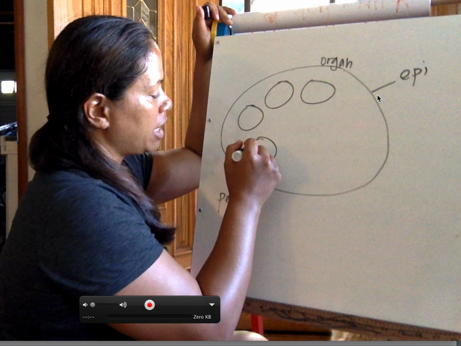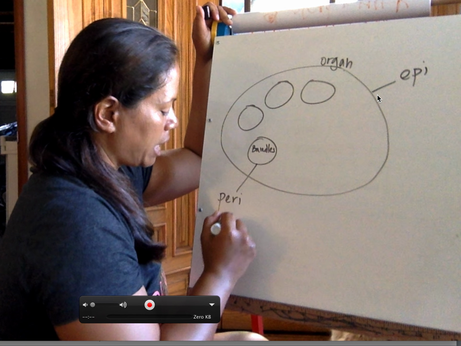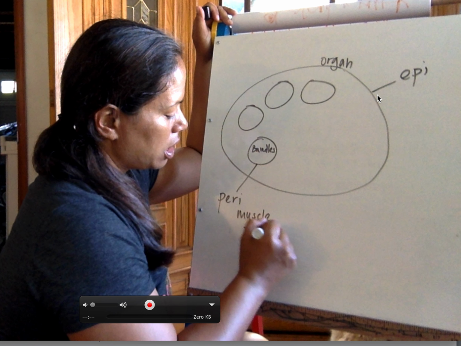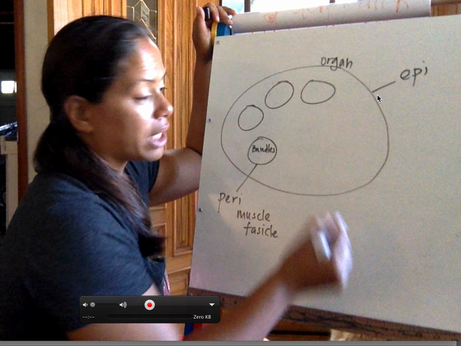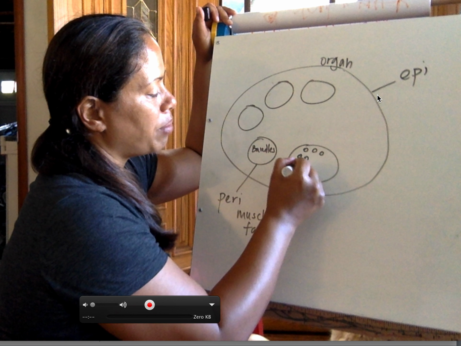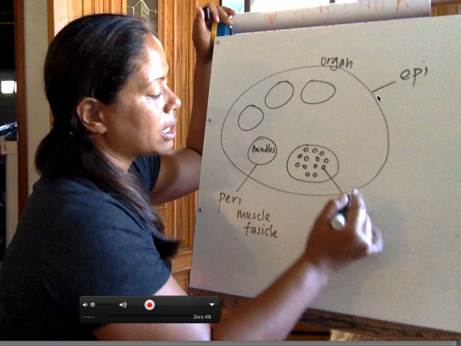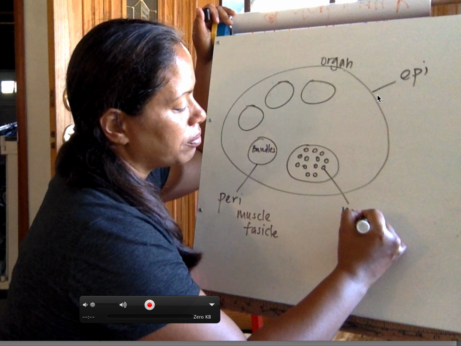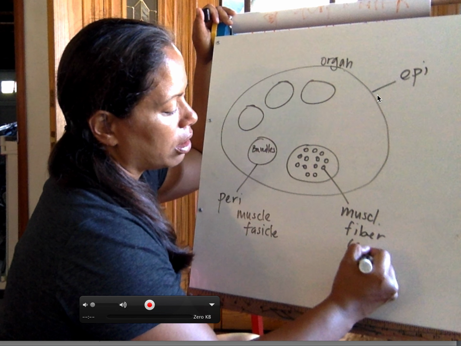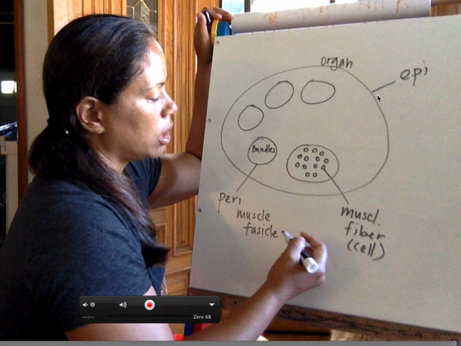Perimysium is these bundles. Another way to say bundle is muscle fascicle. It's just bold words that you guys have to memorize. And inside each of these bundles, obviously a bundle is a set of something. Inside each of these bundles is a muscle cell. They call it a muscle fiber or a cell.